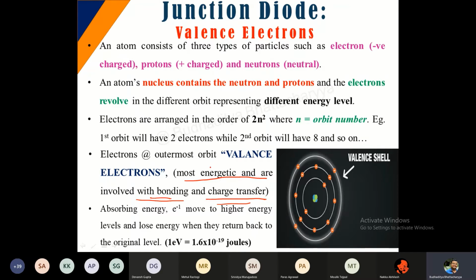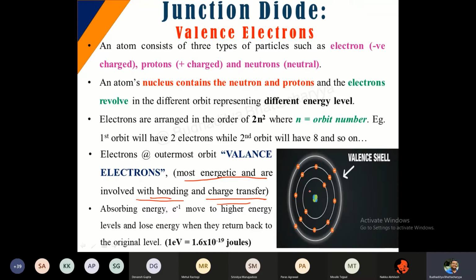Any characteristic we are going to discuss is done with respect to this. So if you observe carefully, when we are talking about these valence electrons, they are outward, they are the outermost electrons we are talking about.